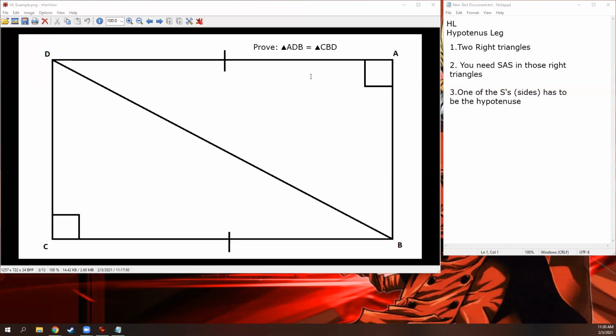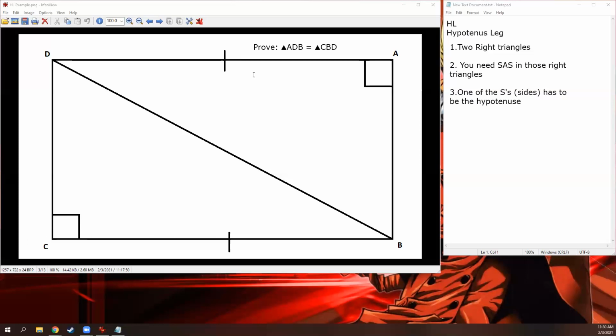Well, you can definitively say that this triangle is equal to this triangle if you can prove SSS, SAS, ASA, AAS, or now HL. So let's go through the criterion real quick for HL. Two right triangles. One triangle with a right angle, two triangles with a right angle. So we got that one. Now we need SAS. Well, we don't have that yet. We only know one side and one angle. I mean, the 90 degrees are equal to each other. We know angle A equals angle C.